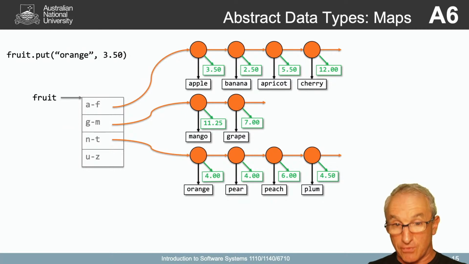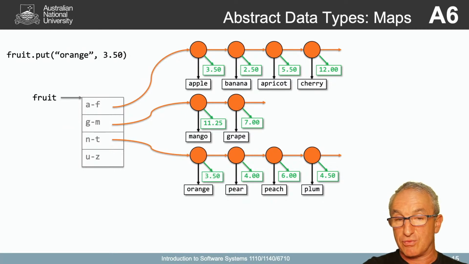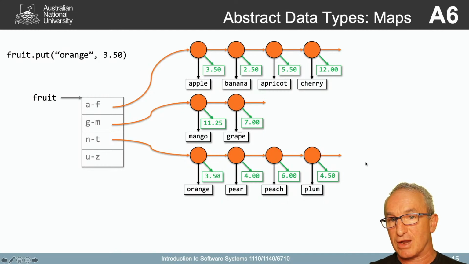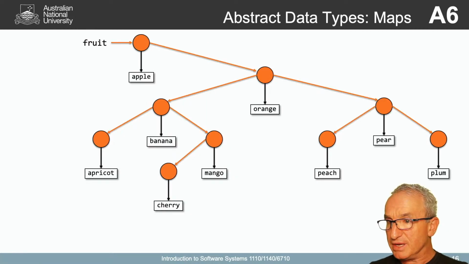I'll just do that again so you can see the animation. So we go in there, we find that orange is already there, and we add 350. If orange wasn't already there, then it would just add orange to the end. But orange was already there, so it changes the value. Okay? Likewise with a tree, same deal.